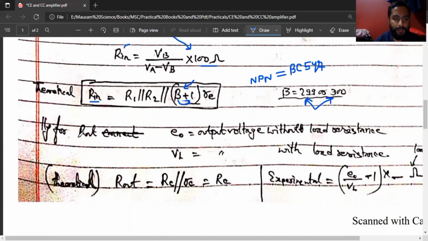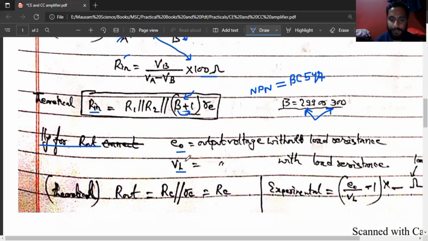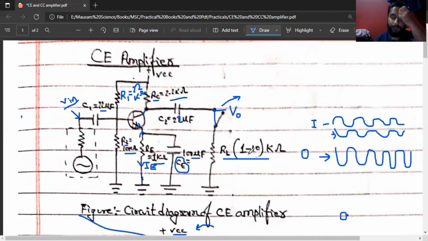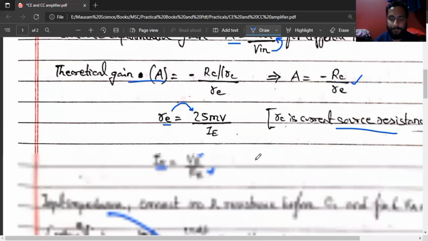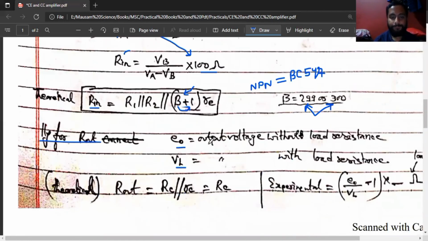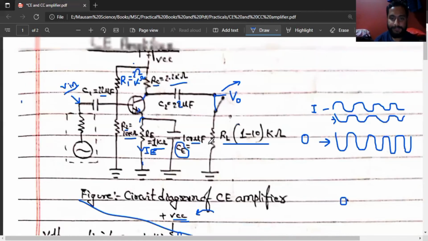Similarly for R out, that is output impedance, we'll calculate E naught and EL. How to calculate this E naught and EL? For this output impedance, we'll keep here a value of RL from 1 to 10 kilo, whatever we can keep, 1 to 10 kilo. And at first, we'll remove this load resistance.